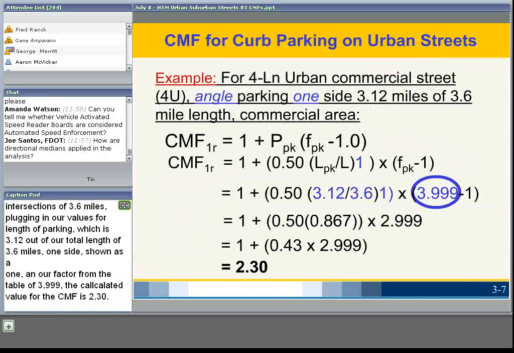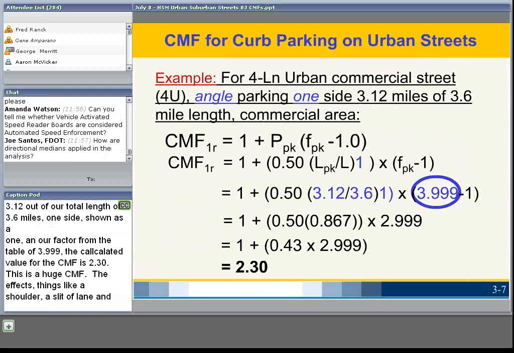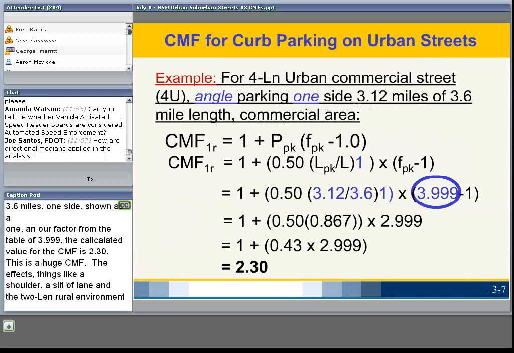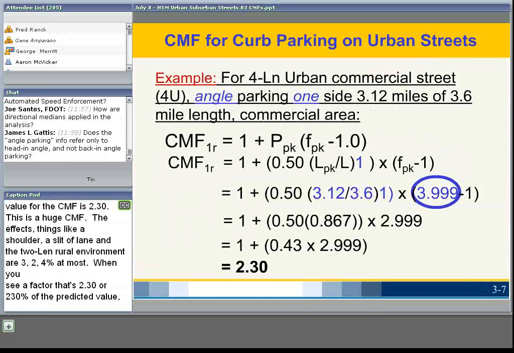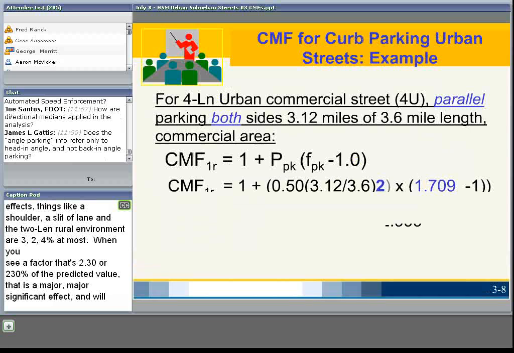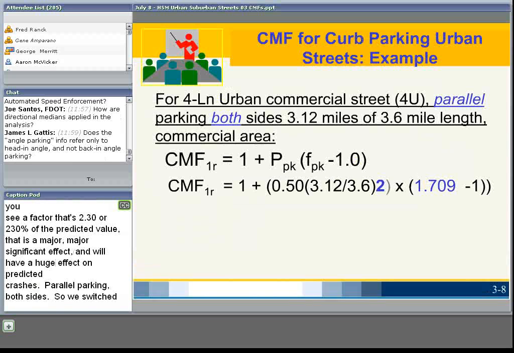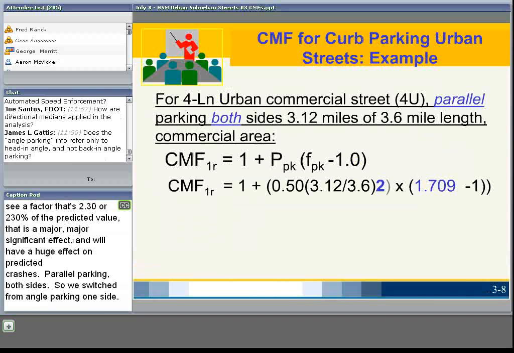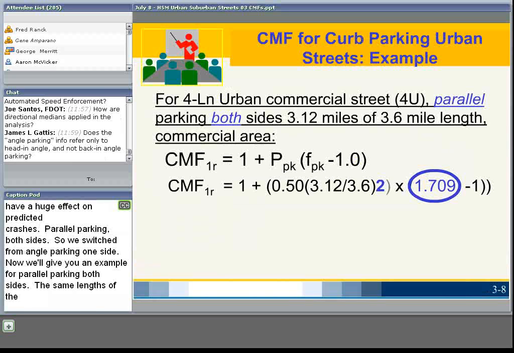For a 4-lane urban commercial street, 4U model, angle parking, which has a more severe effect than parallel parking, one side. And our measured length for parking is 3.12 miles out of the length, center to center of the end-to-end intersections, of 3.6 miles. Plugging in our values for length of parking, which is 3.12 out of our total length of 3.6 miles, one side, shown as a 1, and our factor from the table of 3.999. The calculated value for the CMF is 2.30.